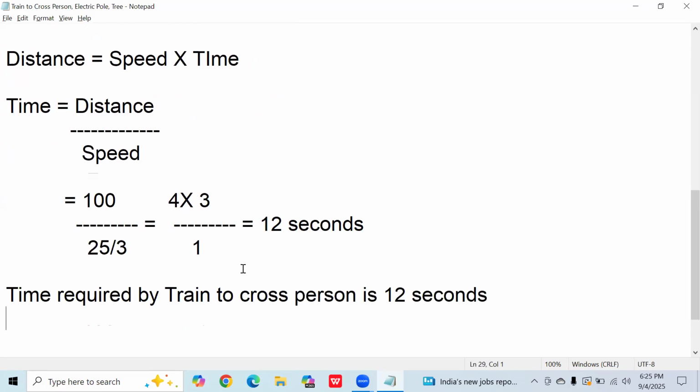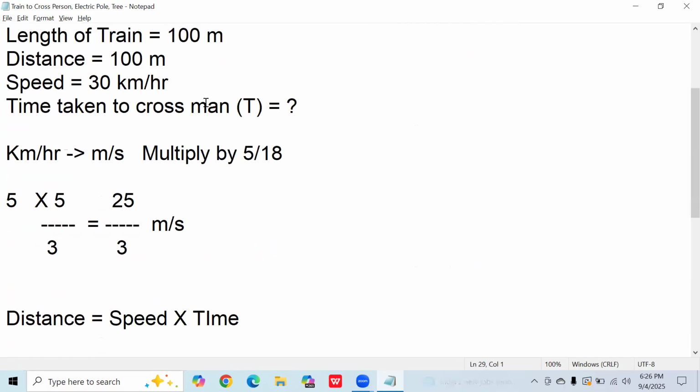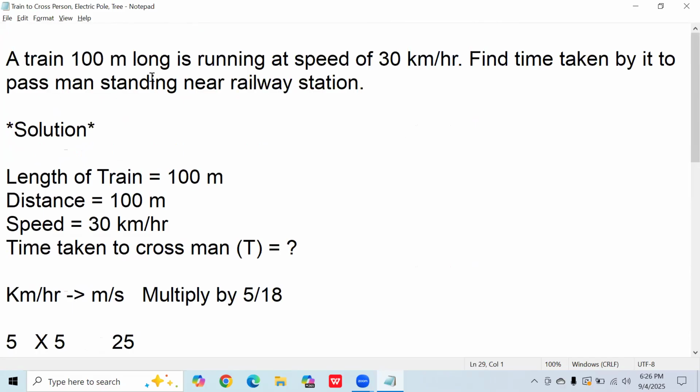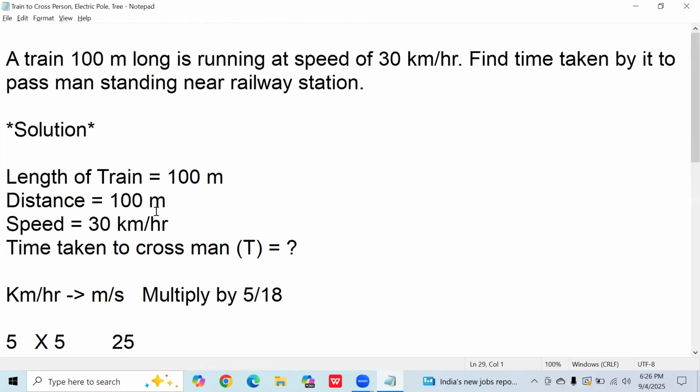This logic remains the same, whether it's an electric pole, a person, or a tree. The time required by this train to cross the tree or pole or man will be the same. There won't be any change in the answer if it is a person, electric pole, or tree. It will only change when they say that it is crossing a platform or crossing another train. There we need to consider the additional thing. But for now, we just need to consider the train length only to cross that man.